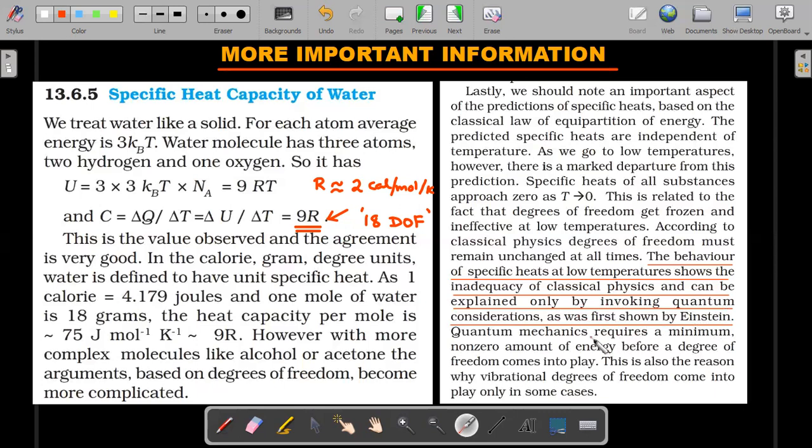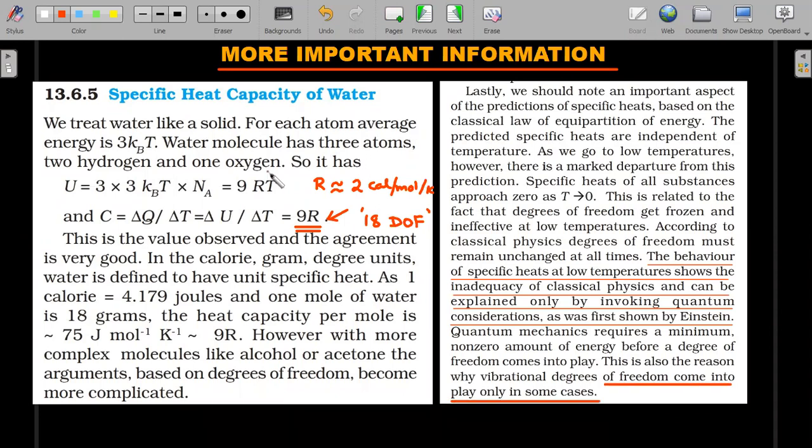So at very low temperatures, KTG fails. Quantum mechanics requires a minimum non-zero amount of energy before a degree of freedom comes into play. I already told you that it will not jump from integer to integer; actually, there will be some fractions also. So some amount of energy is needed for each degree to be unfrozen or become active. This is also the reason why vibrational degrees of freedom come into play only in some cases, not all cases. You're not sure. So in JEE Mains, most of the time, that's why they avoid this discussion. And in JEE Advanced, they have never asked any vibrational degree of freedom. So please do read these 2 sections very thoroughly so that you are ready for your JEE Mains preparation. Okay. So let's move forward.